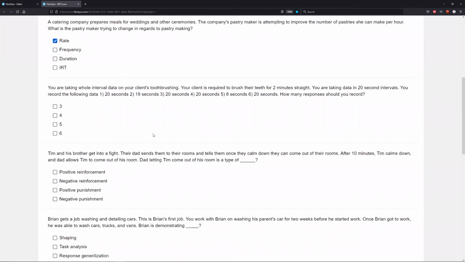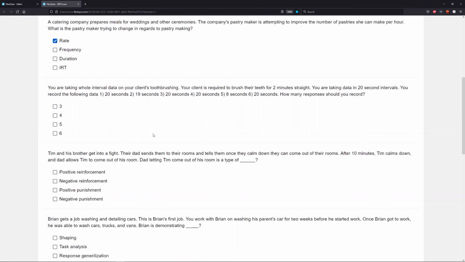You're taking whole interval data on your client's toothbrushing. Your client is required to brush their teeth for 2 minutes straight. You're taking data in 20-second intervals. You record the following data: 1, 20 seconds; 2, 19 seconds; 3, 20 seconds; 4, 20 seconds; 5, 8 seconds; 6, 20 seconds. How many responses should you record?